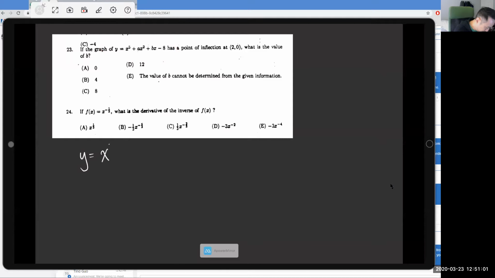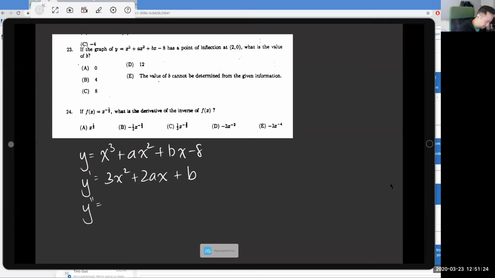Let me copy the problem down. I have x cubed plus ax squared plus bx minus 8. I'm going to do the first derivative, y prime, which is 3x squared plus 2ax plus b. Remember, we're doing this in terms of x. And then one more, the second derivative, because we're talking about point of inflection. So I get 6x plus 2a. a is just my constant, and luckily the b is going to be 0. So my second derivative is just 6x plus 2a.